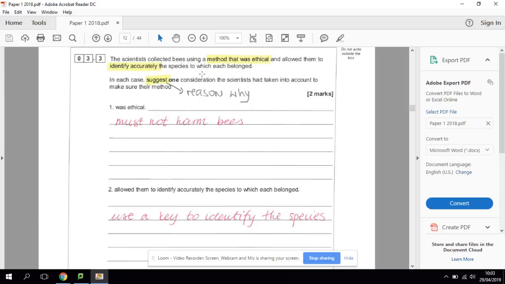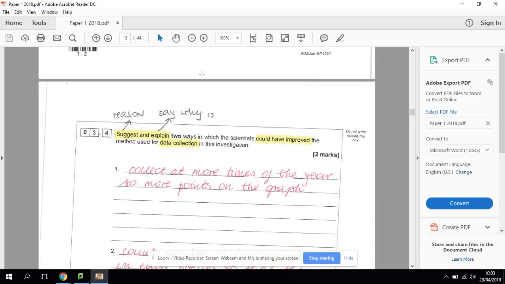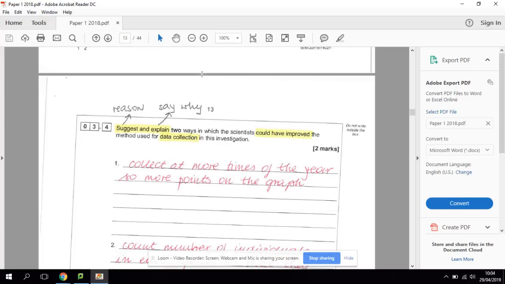So the same as we had with the graphs showing you the different habitats, for example. The same idea of using the key should be used. So next question, just an explain. So again, give the reason why. Two ways in which the scientists could improve the method to collect the data. So what they could do, they could collect more times because they only did it a few times per year. So more points would be present on the graph.